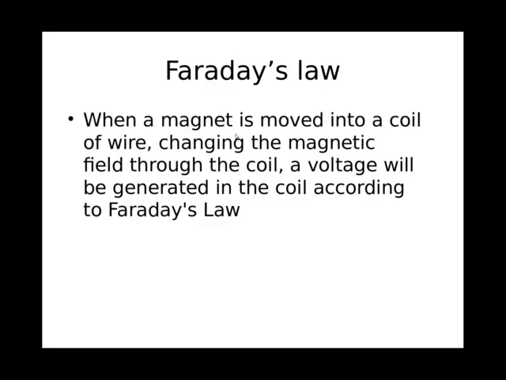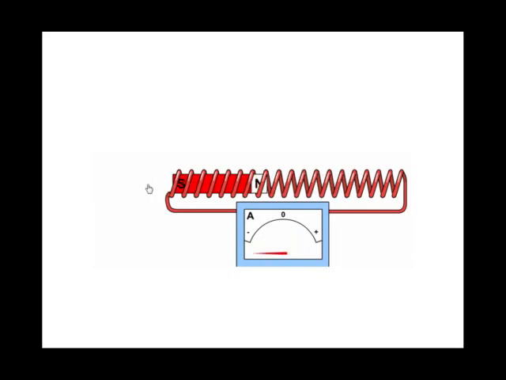This was proved by Faraday. So he has a law: when a magnet is moved into a coil of wire, changing the magnetic field through the coil, a voltage will be generated in the coil. Here in the animation you can see that the magnet is moving inside the coil.